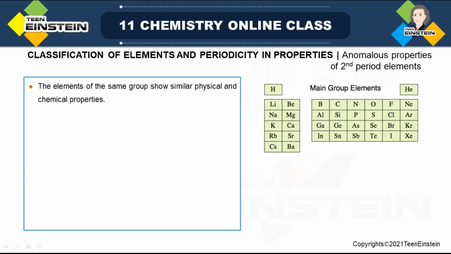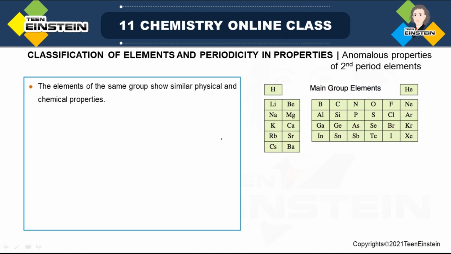Hello everyone. The topics that we are going to discuss: anomalous properties of second period elements, diagonal relationship, which is a kind of anomalous property, but this property is important, so we will focus on that. Then periodic trend and chemical reactivity, acidic and basic nature of the oxides of main group elements. So that's all the topics, and there will be also problems related to these topics.